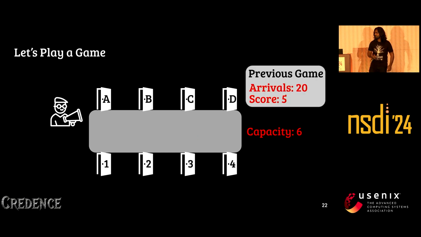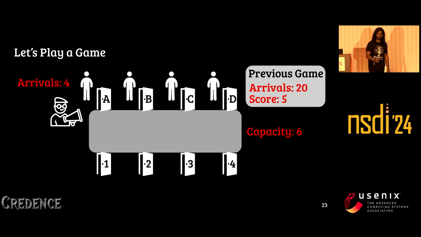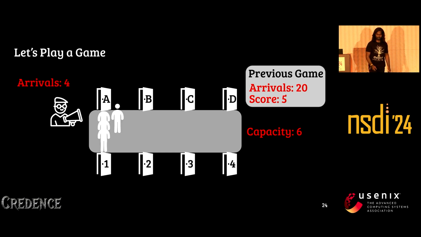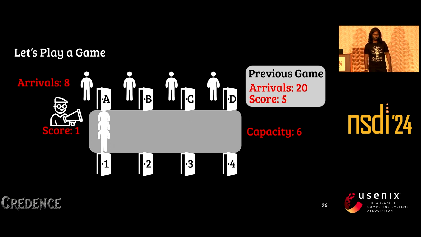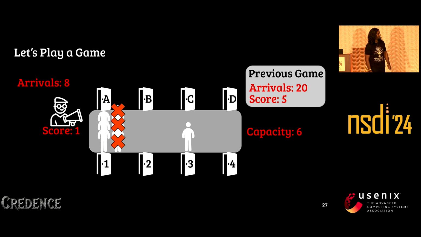As we see, for 20 arrivals, we only have a score of 5. This was a pretty bad game. Let's see if we can do anything better just for the same arrival sequence. 4 come in. Let's take all of them this time. 1 goes out.